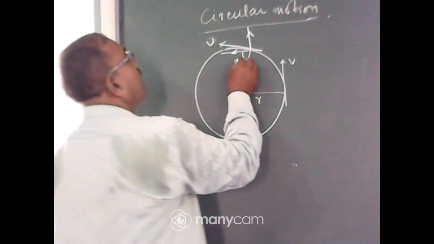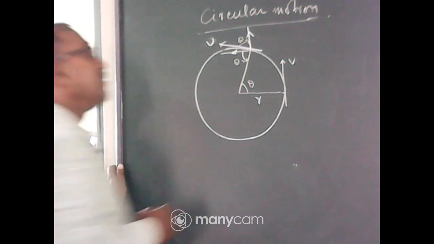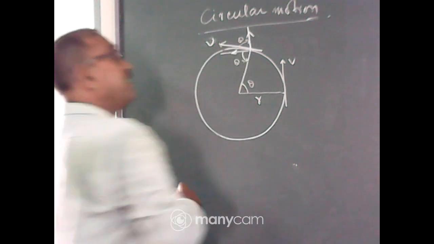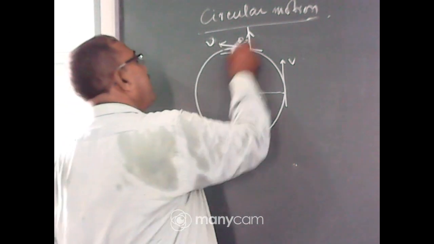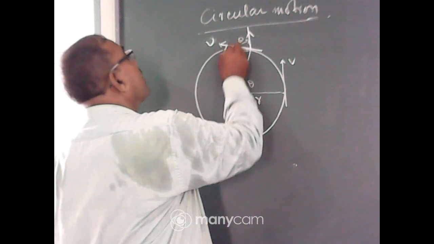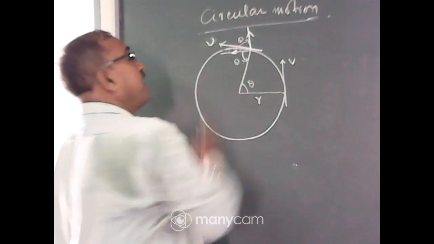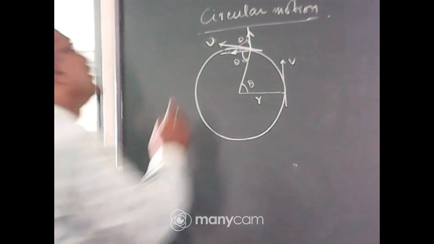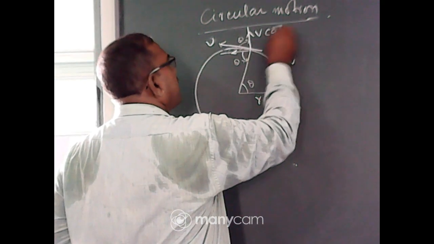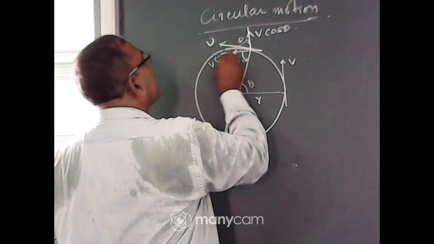If this angle is equal to theta, that angle must be theta, because this and that are 90 degrees and this and that are 90 degrees. So that angle is the common angle. This is the v, that component is v cos theta and that component is v sin theta.